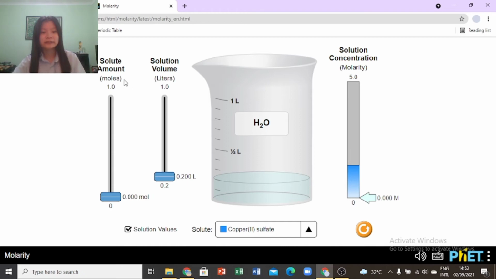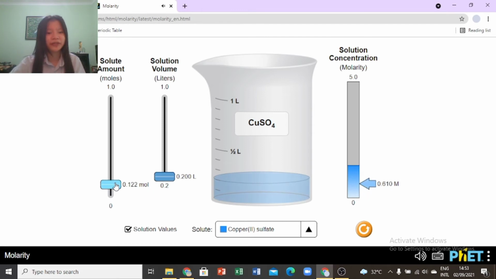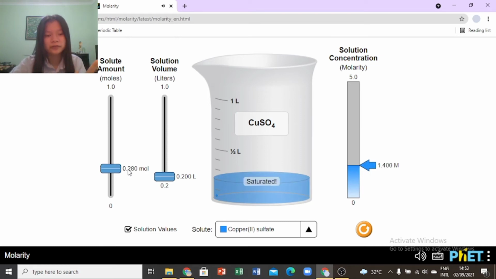Like with the solution before, I will try to increase the solid amount first. The same as drink mix, when I increase the solid amount, the molarity is also increasing. But what makes it different is this. When the moles is at 280, we can see that the molarity already reached its highest maximum, 1.4 molarity. So what will happen next if I increase the moles again? Let's see.